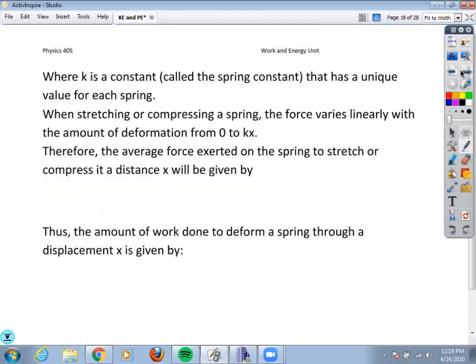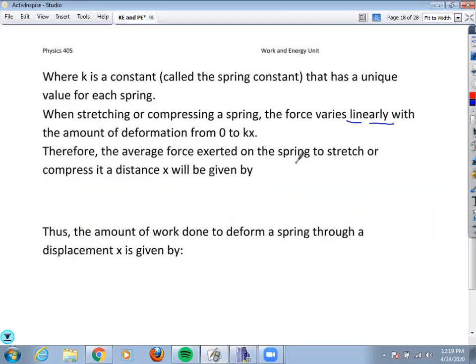So k is a constant. Stretching and compressing a spring, the force varies linearly. Therefore, the average force to stretch or compress it at distance x would be 1/2 times kx. That would be the average force.